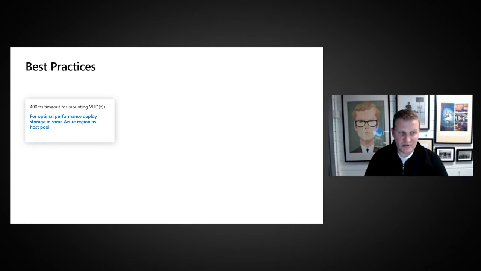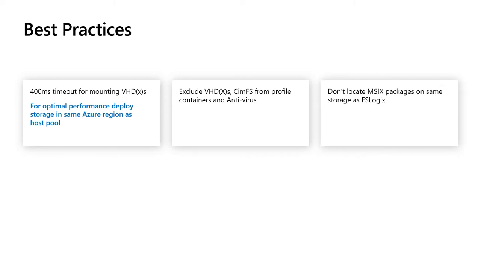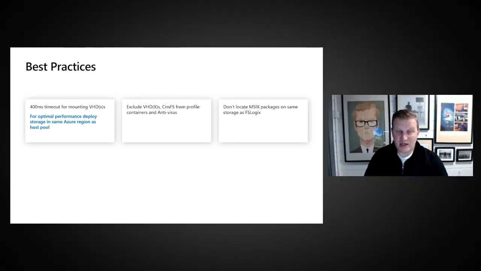So our recommendation is to place the storage that's hosting the VHDs in the same region as the host pool. We would also recommend excluding the MSIX images, so the VHD, VHDXs, or CimFS files, from any FSLogix profile containers and any antivirus solution that you may have. We don't want those to be scanned. We also recommend that you don't locate the MSIX package on the same storage as FSLogix. Now, that might be fine for dev and test, but for a production workload, we would recommend you separate those two.